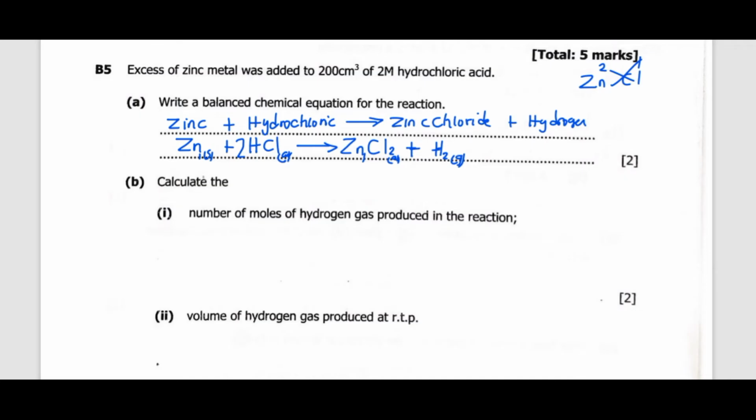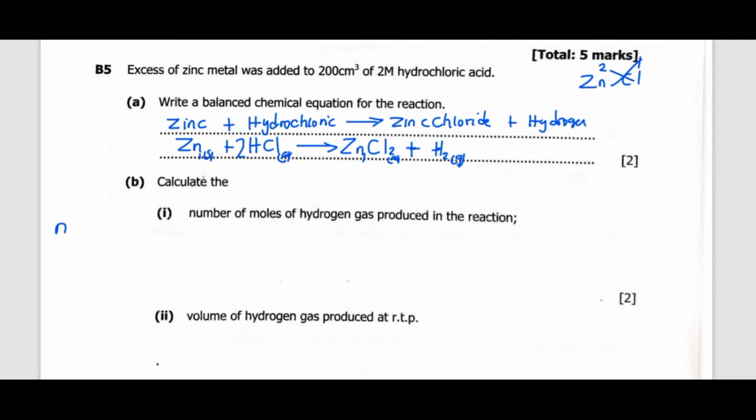Now we move on to question B. Calculate, Roman number 1, the number of moles of hydrogen gas produced in the reaction. Now let's look at what we have here. So we have the volume and concentration of hydrochloric acid. So what we are going to do here is find the number of moles of hydrochloric acid. Then we use the mole to mole ratio. So let's find the number of moles.